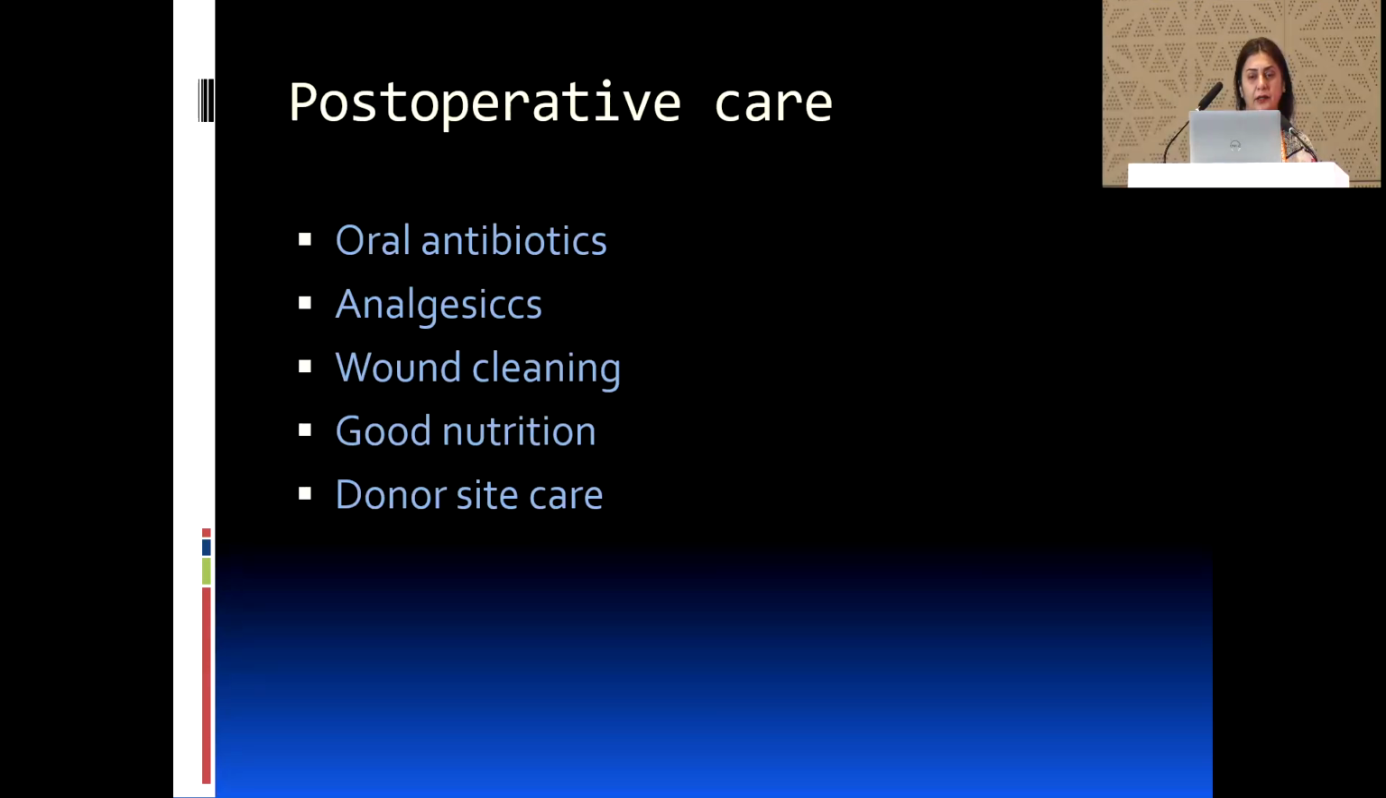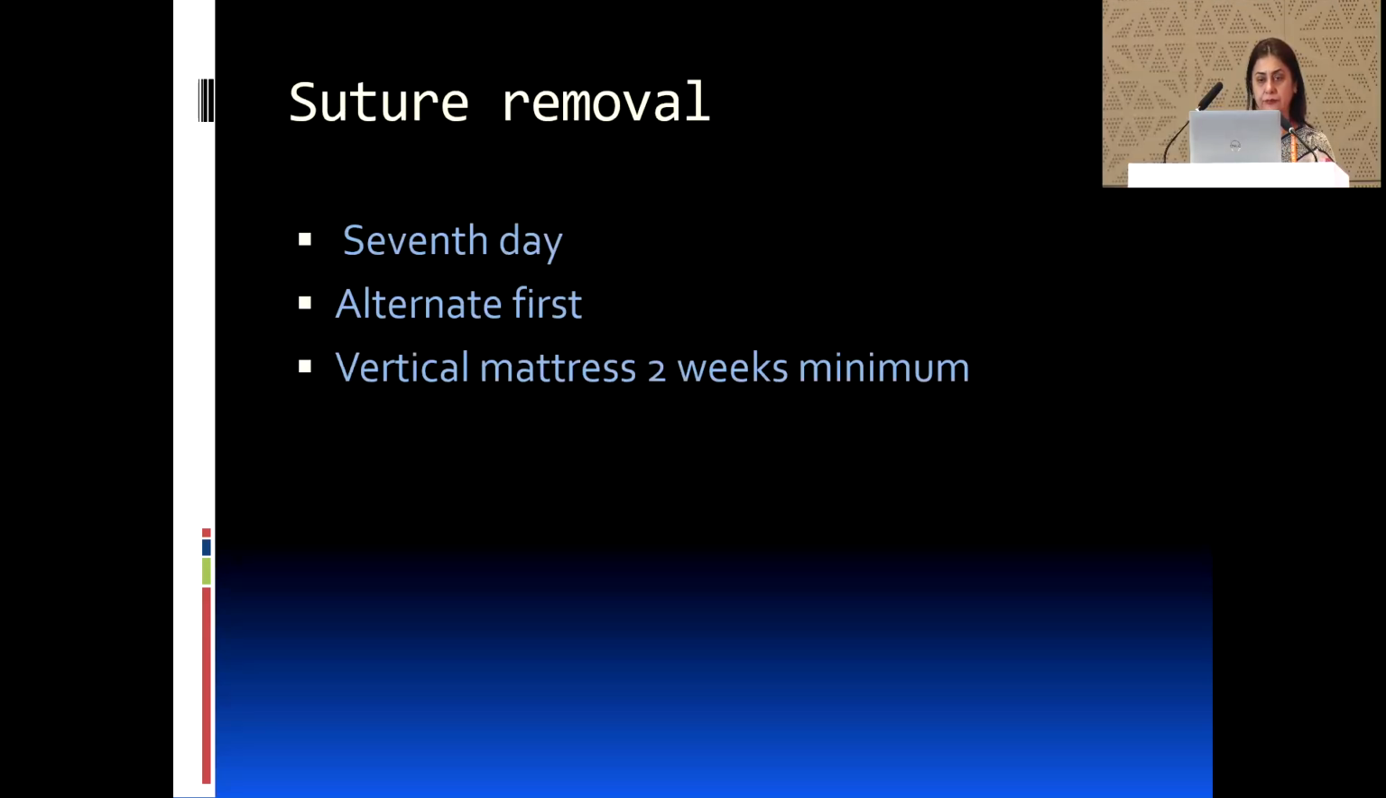Post-operative care: you have to give oral antibiotics, analgesics. Wound cleaning is a very important part of the post-operative care. If he's admitted, you can always clean it yourself. Otherwise, you have to teach them betadine and saline cleaning, and also donor site care. Last but not least, good nutrition. If the patient is not having good nutrition, no protein, no vitamins in his diet, again the wound might not heal.